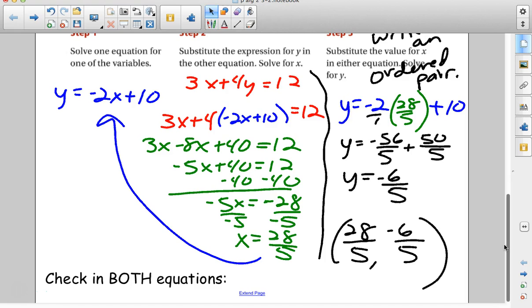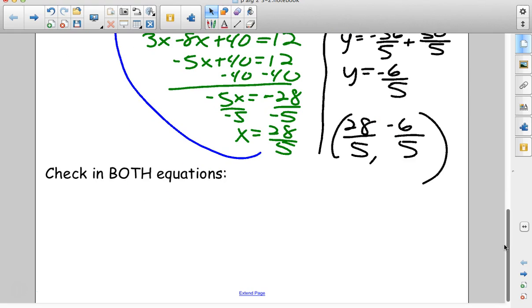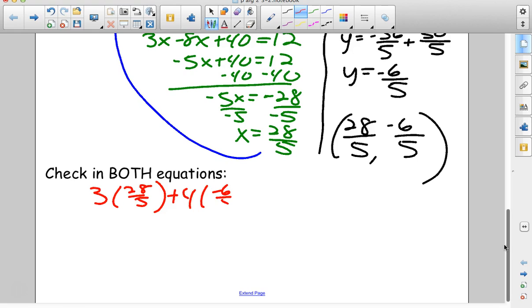The ordered pair 28 fifths, negative 6 fifths. And like I said, it's checkable. We can grab the calculator and put these in and make sure they work. So, let me get this rolled up. It was 3x plus 4y equals 12, and 2x plus y equals 10.